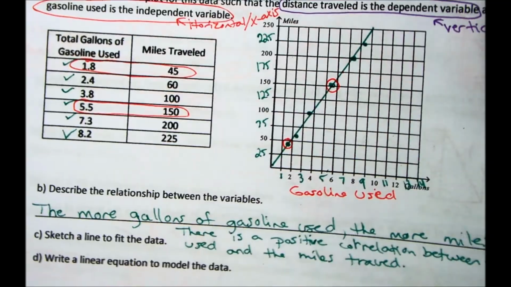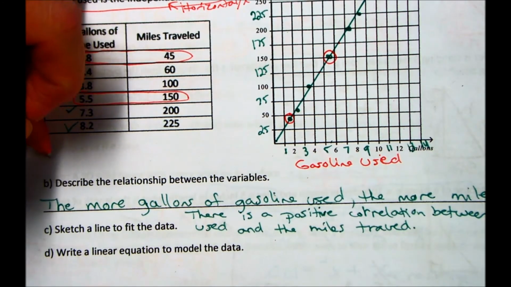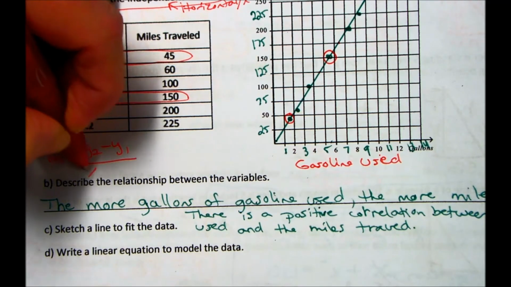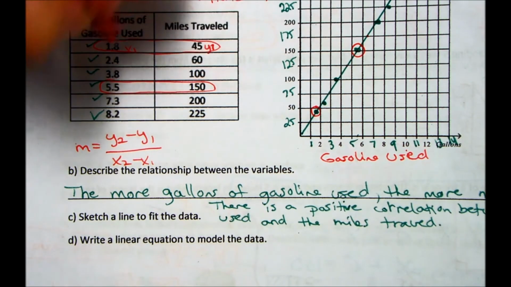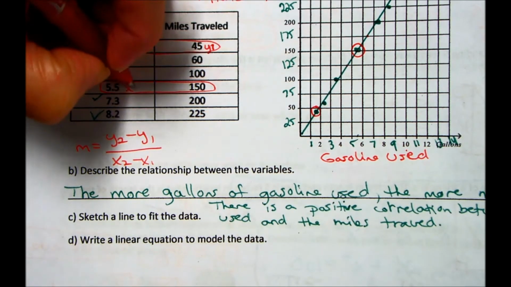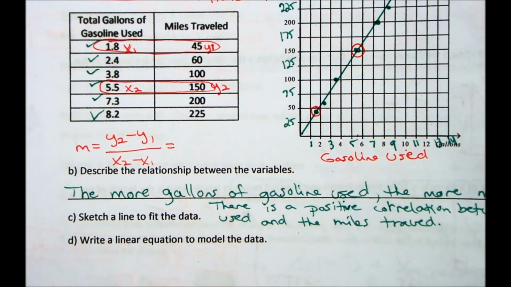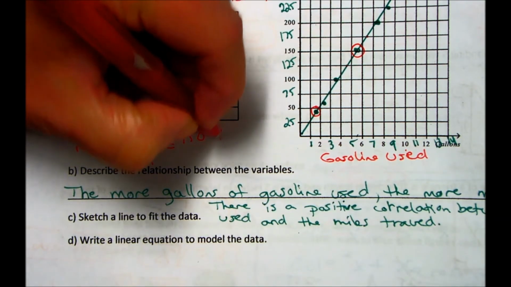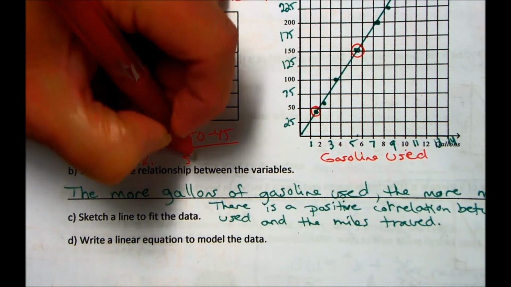And the first thing I'm going to do is find the slope between my 2 points using my slope formula. So m equals y2 minus y1 over x2 minus x1. So I'm going to call this my x1 and my y1, and this is going to be my x2 and y2. So when I plug my values in, I'm going to take the 150 minus 45 at the top, and then 5.5 minus 1.8 at the bottom.